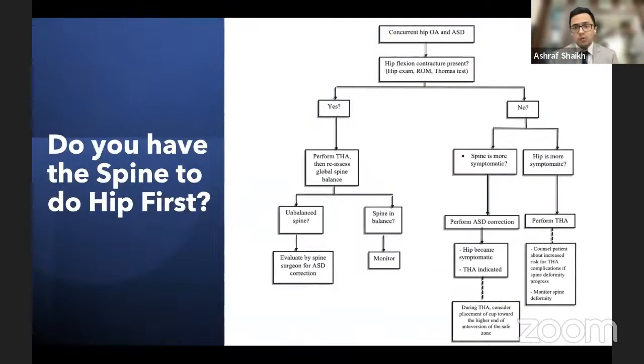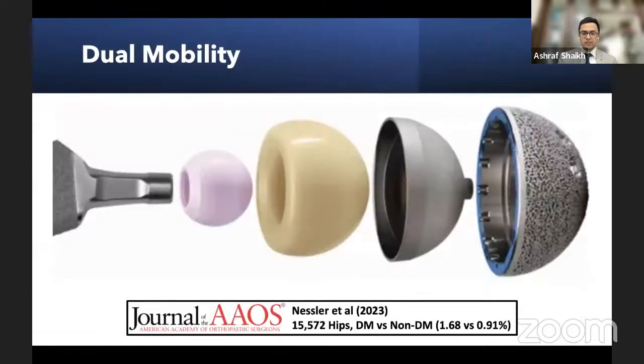A lot of patients present with hip and spine pathology together. In these patients, if the patient has a hip flexion contracture, then we must go ahead with a total hip first, because usually when we do a total hip, these hip flexion contractures get corrected and the spinal imbalance also gets corrected. On the other hand, if there is no hip flexion contracture, then we need to address the one which is more symptomatic first and monitor the other, and then tackle the other accordingly after counseling the patient.